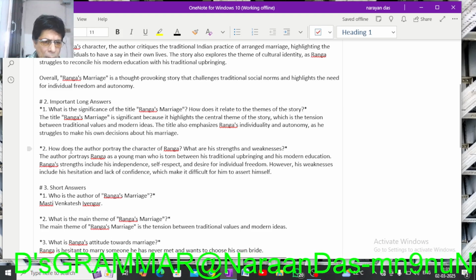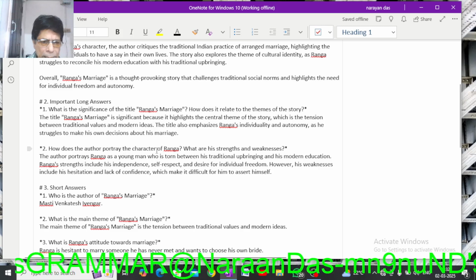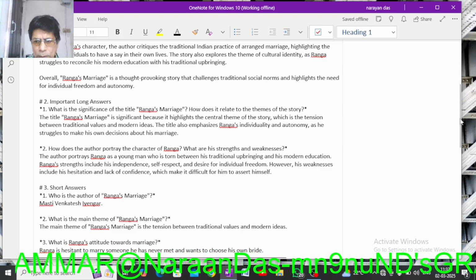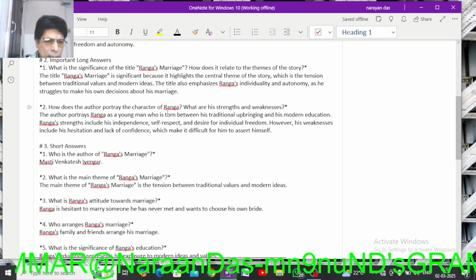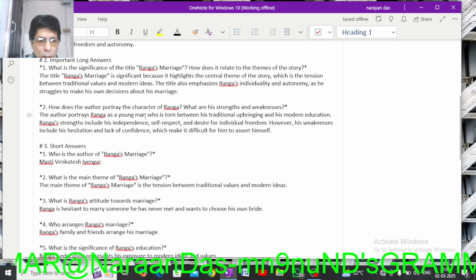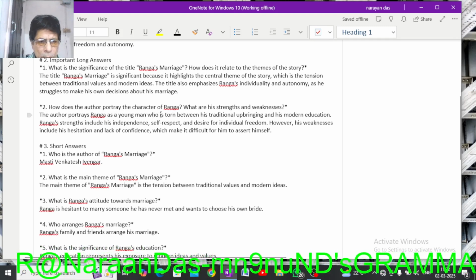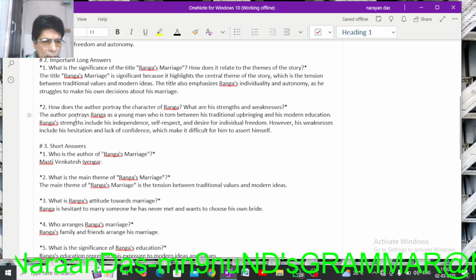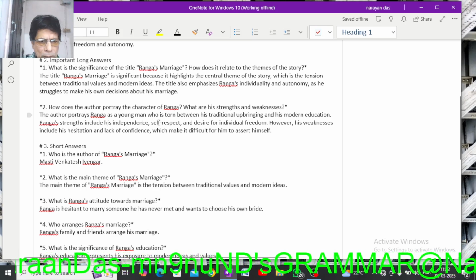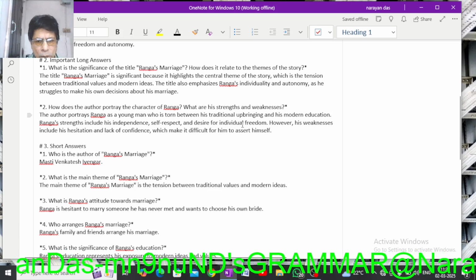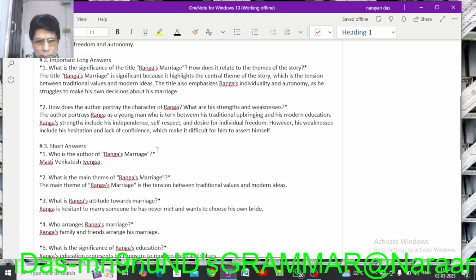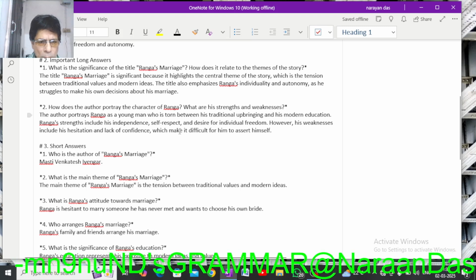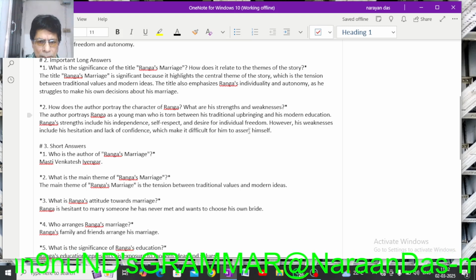Number 2. How does the author portray the character of Ranga? What are his strengths and weaknesses? Very important, students. The author portrays Ranga as a young man who is torn between traditional upbringing and modern education. Ranga's strength includes his independence, self-respect, and desire for individual freedom. However, his weaknesses include his hesitation and lack of confidence, which make it difficult for him to assert himself.